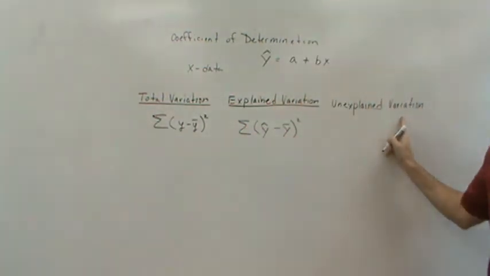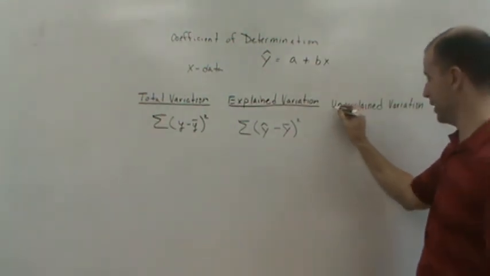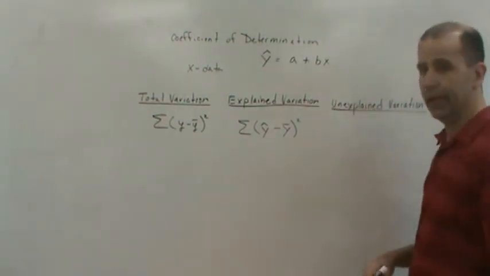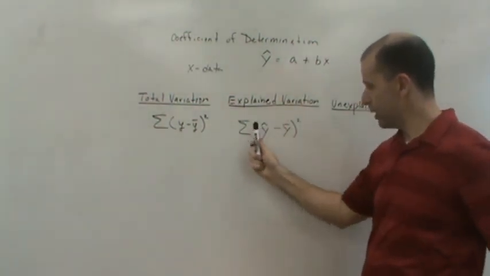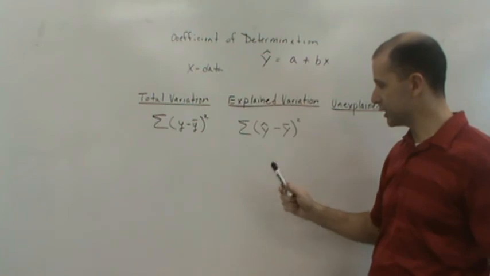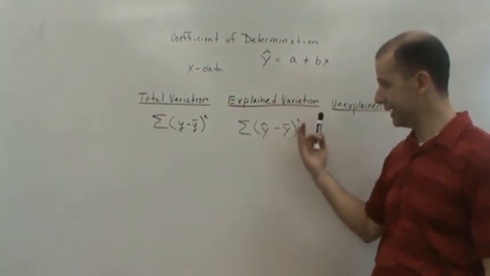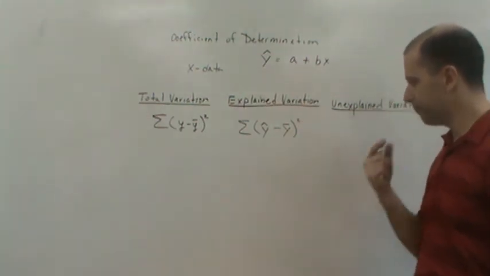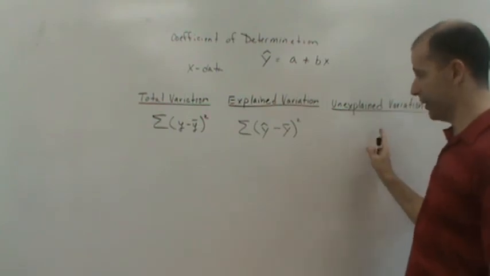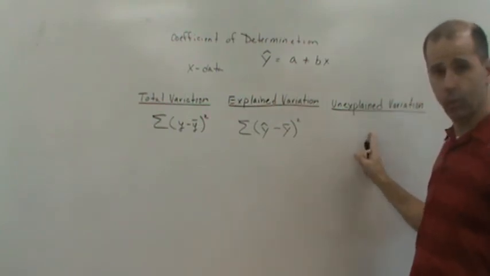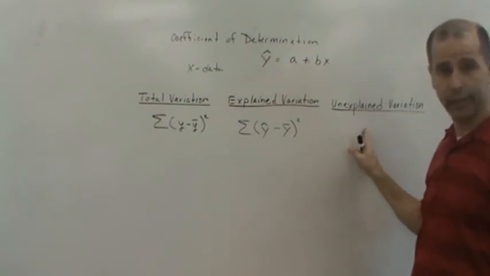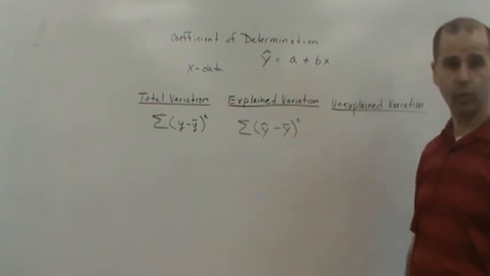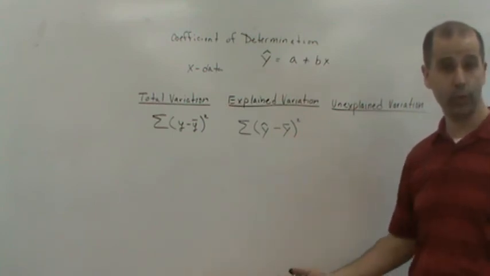So here we have the unexplained variation. Now, if this is the variation that we see in the y values that can be explained by the variation that we see in our x values, then what about the rest of the variation? Well, what is that from? We don't know. That's unexplained. We don't know where that's coming from. It's coming from something other than what can be explained by our model, by the regression line.